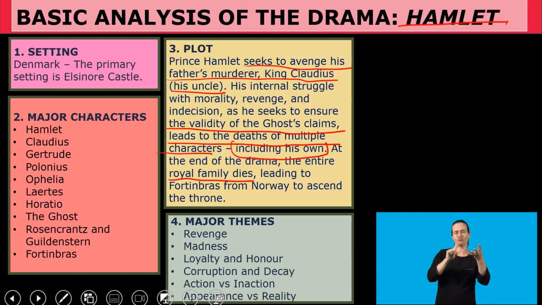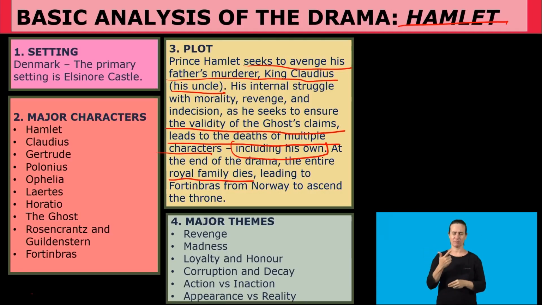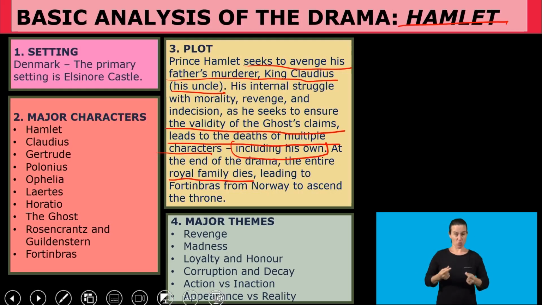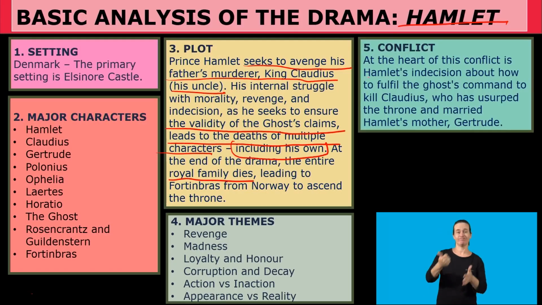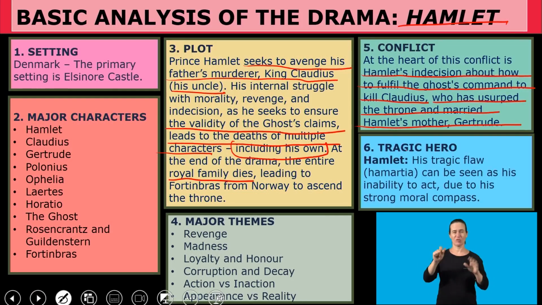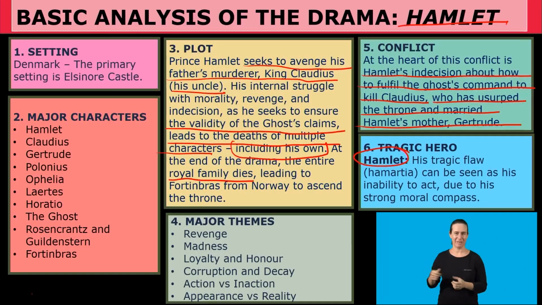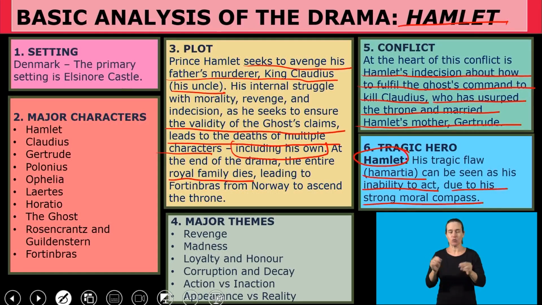The major themes: revenge, madness, loyalty and honor, corruption and decay, action versus inaction, and appearance versus reality. The conflict. At the heart of this conflict is Hamlet's indecision about how to fulfill the ghost's command to kill Claudius, who has usurped the throne and married Hamlet's mother, Gertrude. The tragic hero is Hamlet. His tragic flaw or his hamartia can be seen as his inability to act due to his strong moral compass.